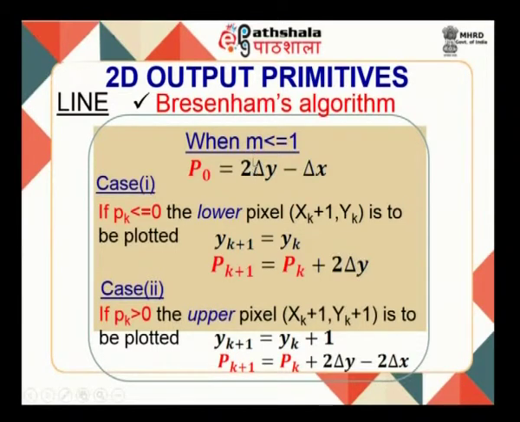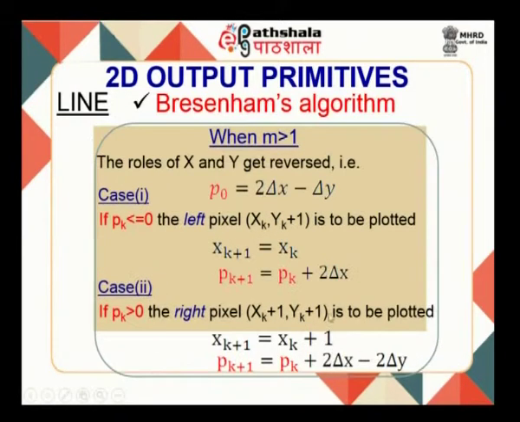So, case 1, when m is less than 1, P naught is 2 del y minus del x, and if pk is less than or equal to 0, that means the lower pixel is closer to the theoretical position. So, we will be choosing for the next y, yk. So, the next y is yk, and pk plus 1 is pk plus 2 del y. For the second case, when pk is greater than 0, the upper pixel is to be chosen, and the next y is the previous y plus 1, and the next decision parameter is pk plus 2 del y minus 2 del x.